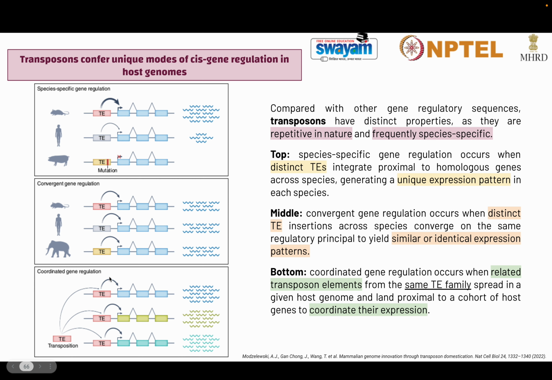Then there is the coordinated gene regulation. Coordinated gene regulation means a similar transposable element is present in different genes, but their expression is the same. There is coordination between their regulation. So coordinated gene regulation occurs when related transposable elements from the same transposable element family spread in a given host genome and land proximal to a cohort of host genes to coordinate their expression. So these are different ways in which transposable elements affect the regulation of genes. These genes could be coming from a common ancestor or maybe different.